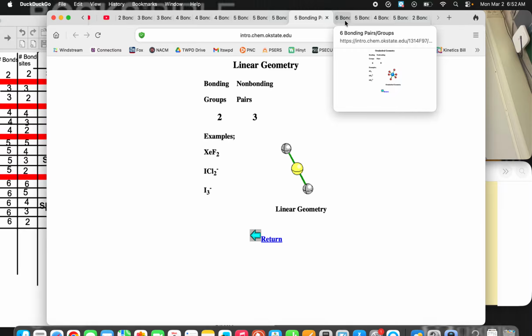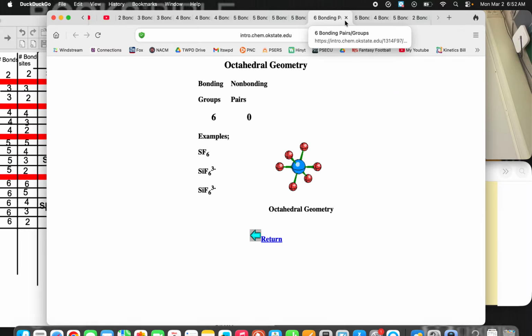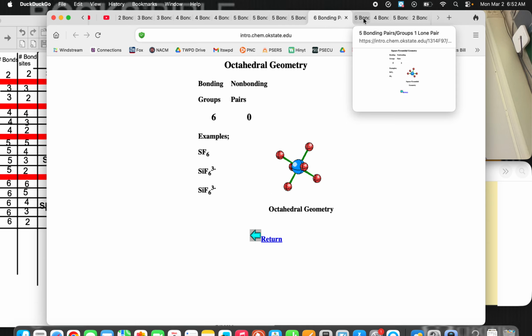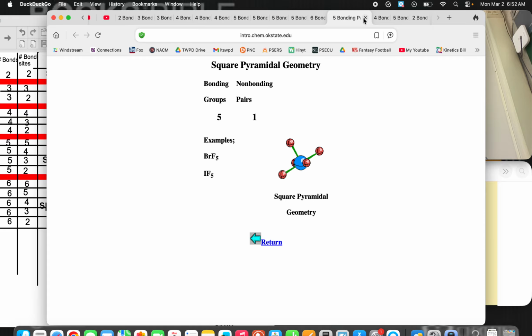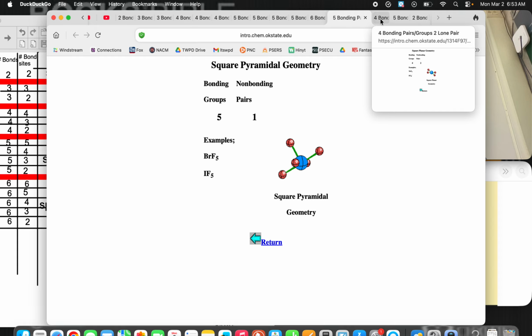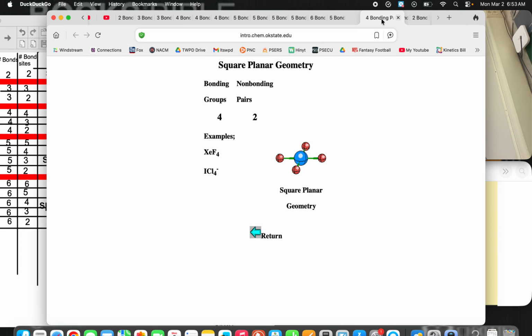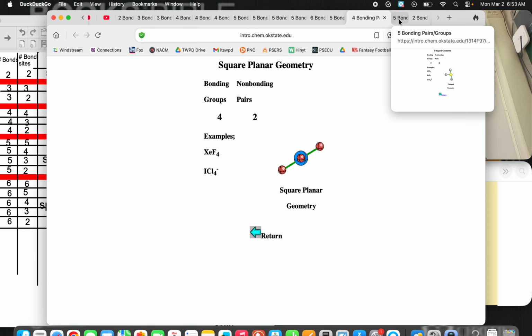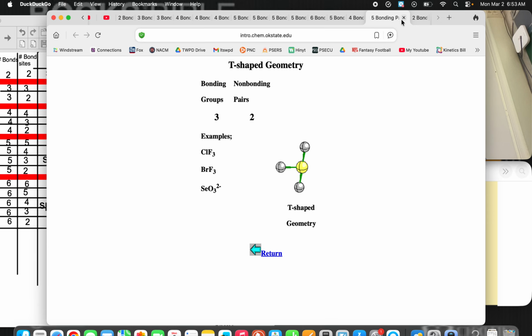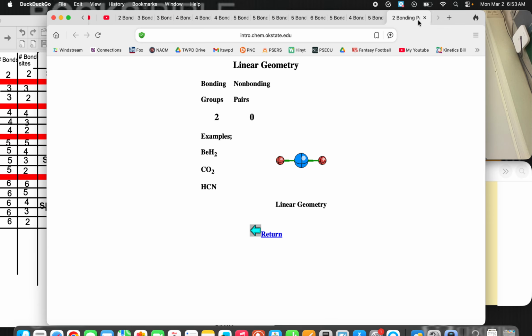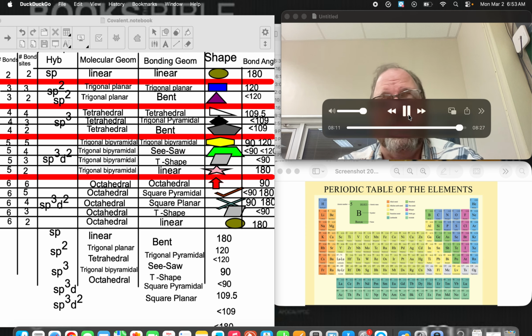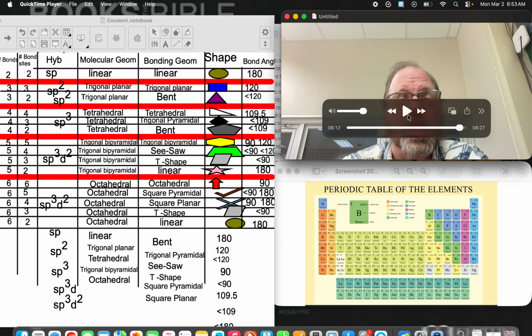Okay, now the last set, octahedral. There we go. Square pyramidal. There we go. Square planar. There we go. T-shaped again. And then back again to linear. All right, so those are molecular geometry and bonding geometries. Pause the video, record the sheet down.